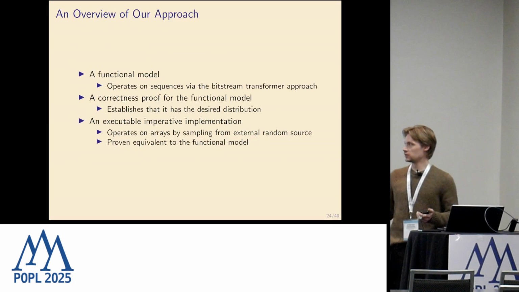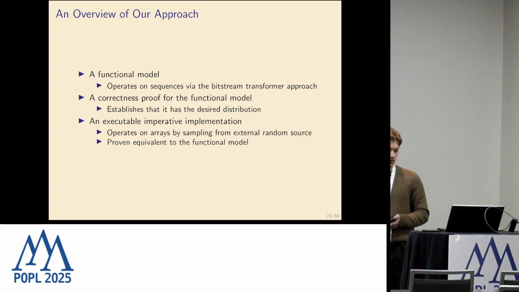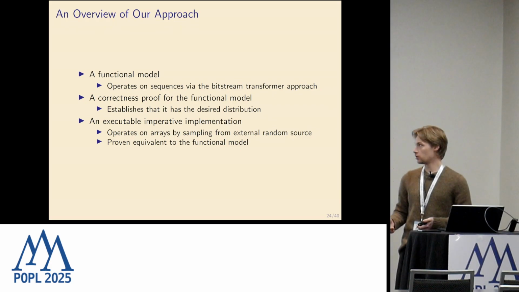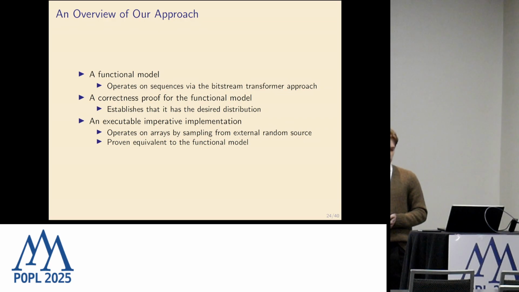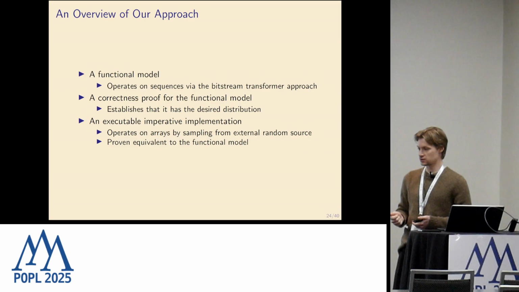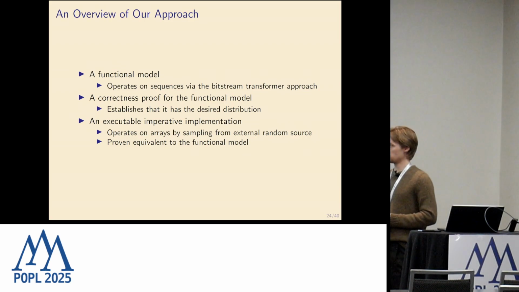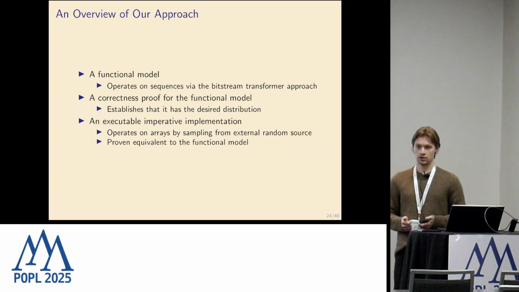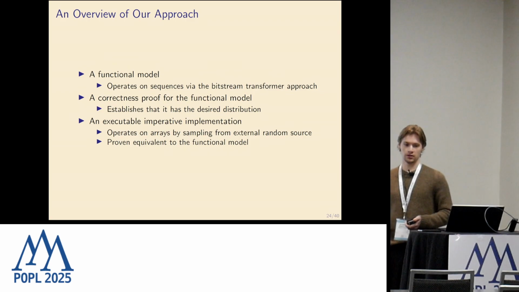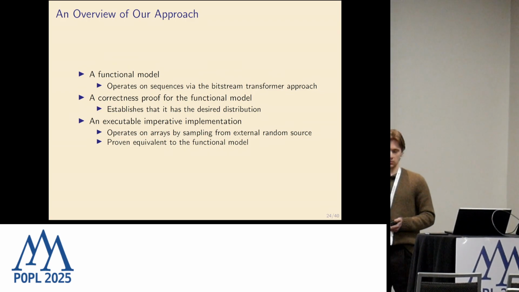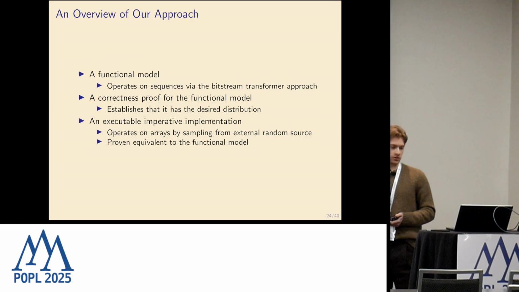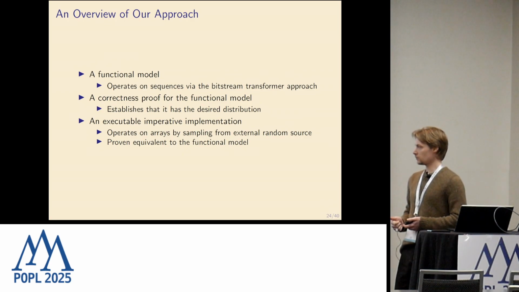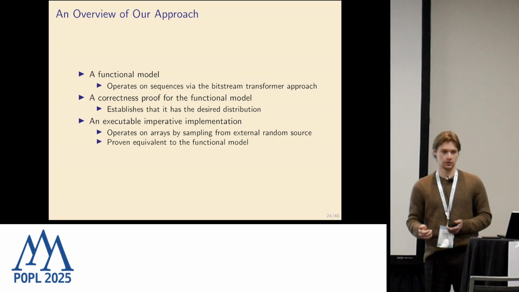So on a high level, the approach we take essentially consists of 3 parts that I think a lot of projects follow. So one, we have a functional model of Fisher-Yates, which operates on Dafny sequences and uses this bitstream transformer approach. Then we have a correctness proof of the functional model, which establishes that this functional model of the Fisher-Yates shuffle has the right distribution. And then lastly, we have an imperative implementation that you would actually execute that we show is equivalent to the functional model and operates on arrays.